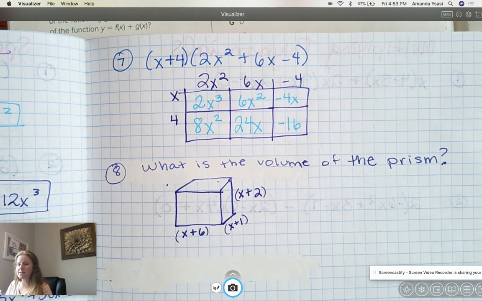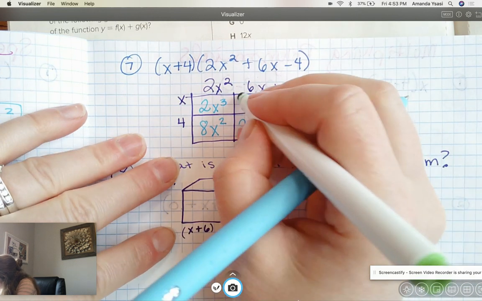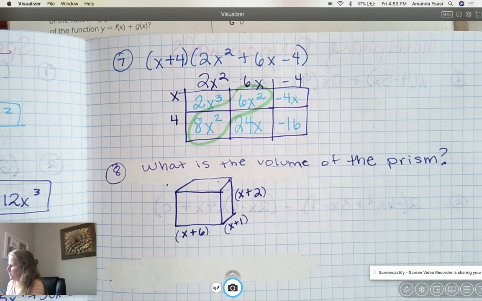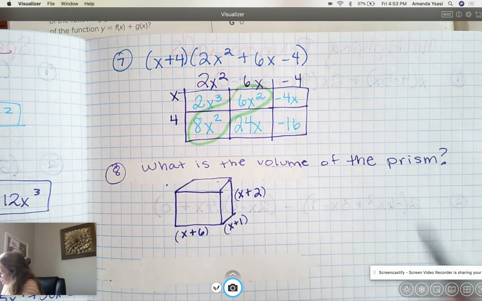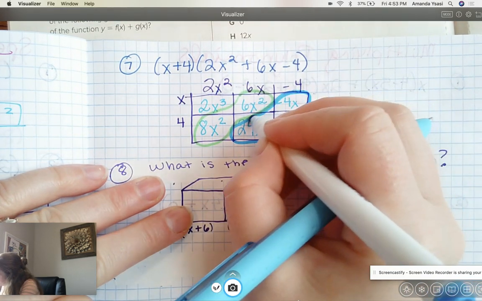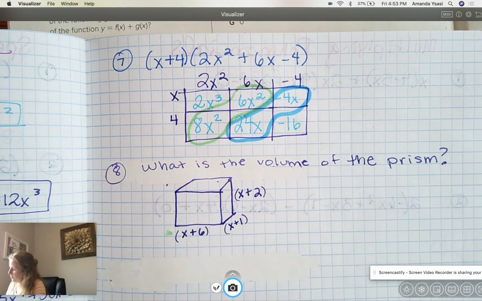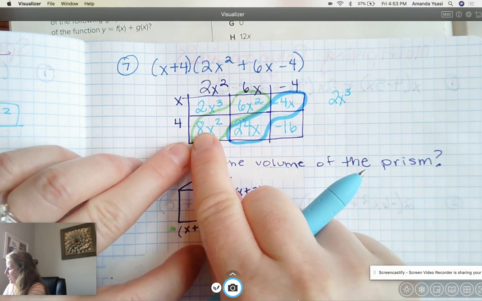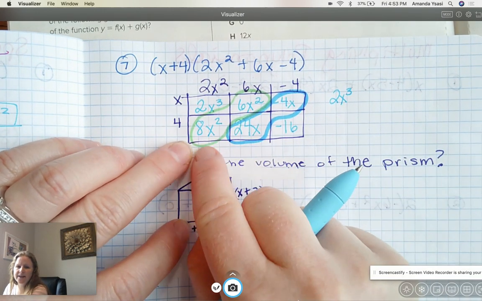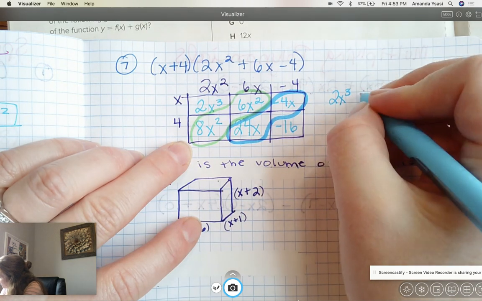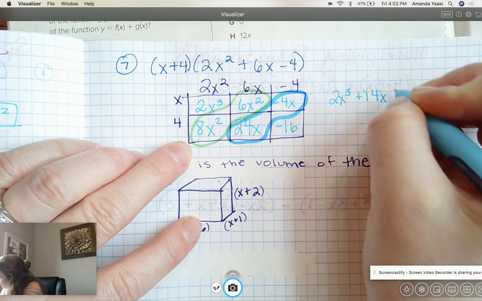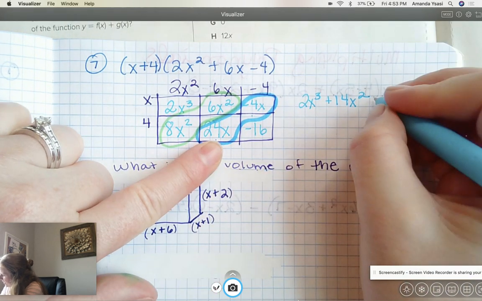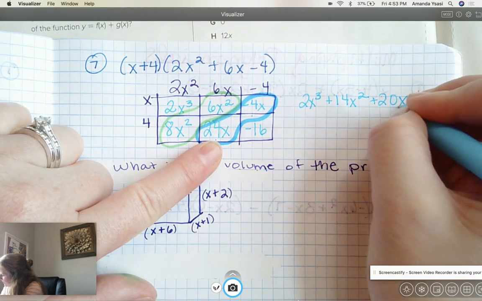Okay, on this, let's see if we have any like terms. So we actually have an x squared right there, and then we also have just a regular x. So we actually have 2 that we can combine. So the 2x cubed stays like that. And then we have an 8x squared and a 6x squared, making that a 14x squared. And then a 24x minus 4x, making that a 20x minus 16.